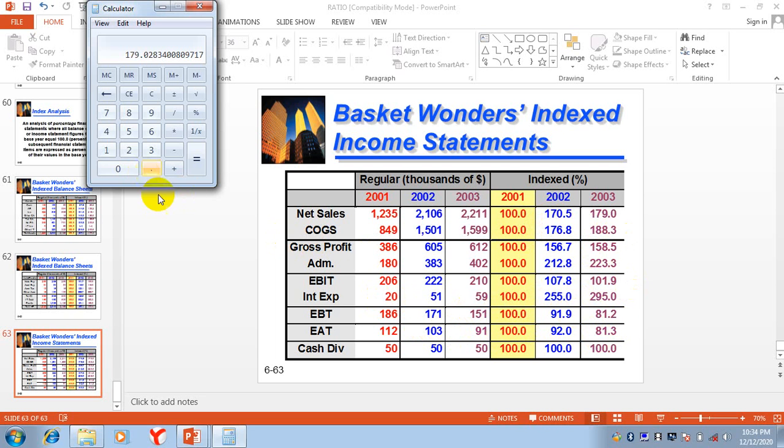So this is basically our indexed financial statement, in which this data will be given to us. We will take the 1 year as a base year, and then the subsequent years, these two, 2002, 2003, will be the subsequent years. So we will convert it to percentage on the base of this base year data. So this is basically the index analysis.